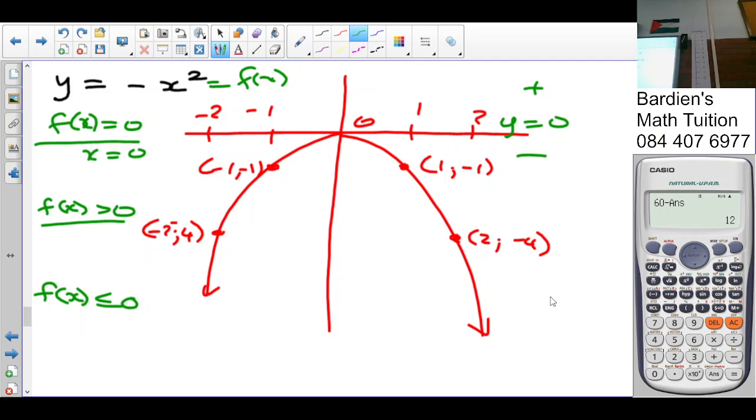I write no solution. There's no solution on this graph that is greater than 0. No part of the graph. So no solution. Where is f of x less than 0? Which is negative. All of this here and all of that there. But it's equal to 0 as well, so I will include that.